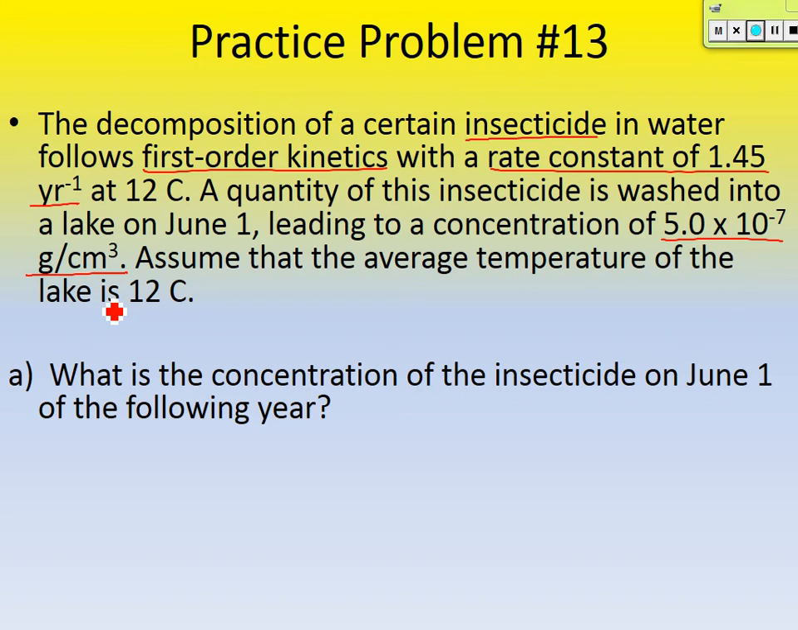Part A. What is the concentration of the insecticide on June 1st of the following year? So would this be useful for a chemist to be able to figure out? If you spray this lake with a pesticide, and you know the concentration of the lake right after you sprayed it, would it be useful to know what the concentration of that insecticide will be 1 year later?